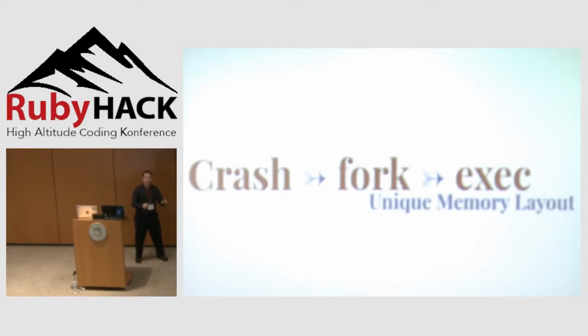So since the worker process calls exec, it has an entirely different memory layout than the parent process and all the other worker processes. So if the worker process crashes and the parent process spawns a new worker process to replace it, that worker process will also have a completely different memory layout, making address space discovery attacks impractical.